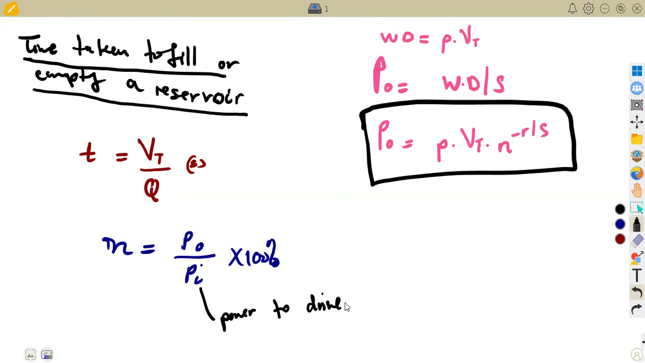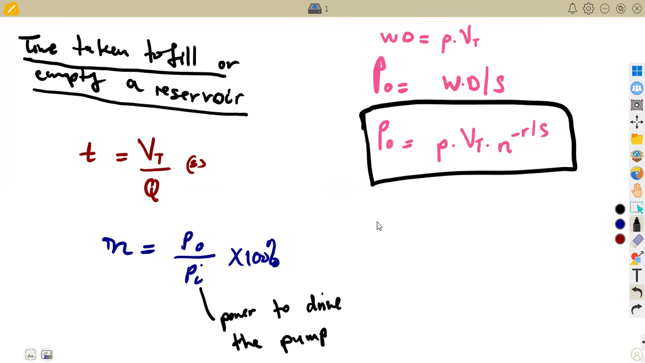Whenever you're asked to calculate the power to drive the pump, this is your P in. That is the power to drive the pump. That's it. So in actual sense, P in is simply taken from pressure times Q. That is power to drive the pump. All right. We can have it from the flow rate. We are going to talk about that in our calculations later on.